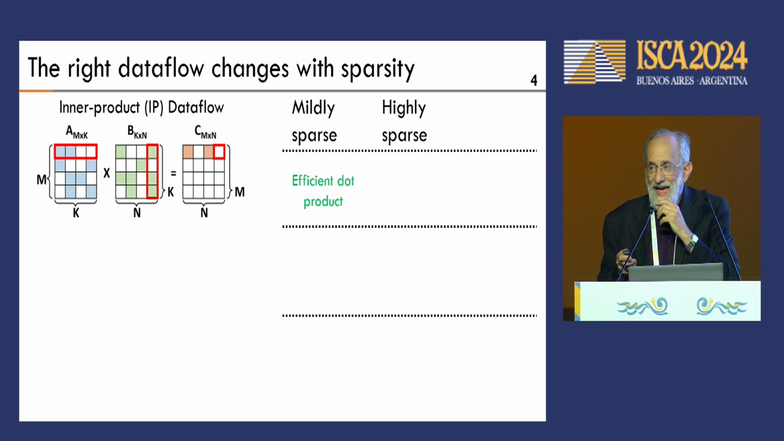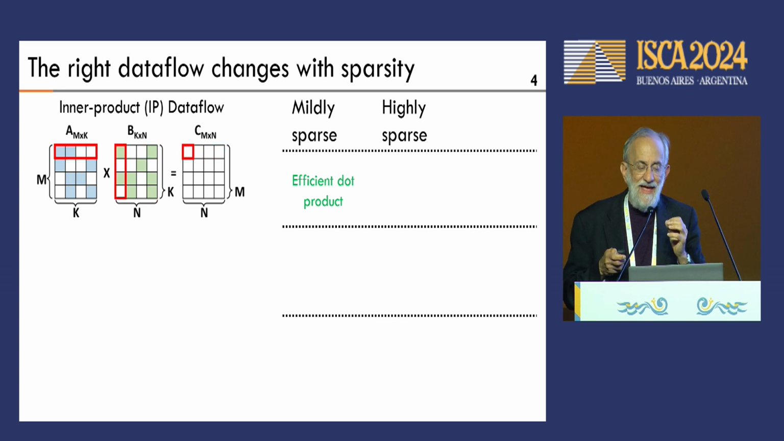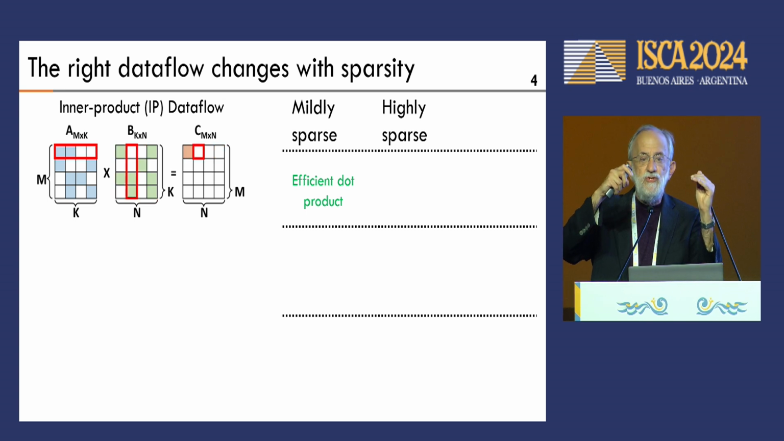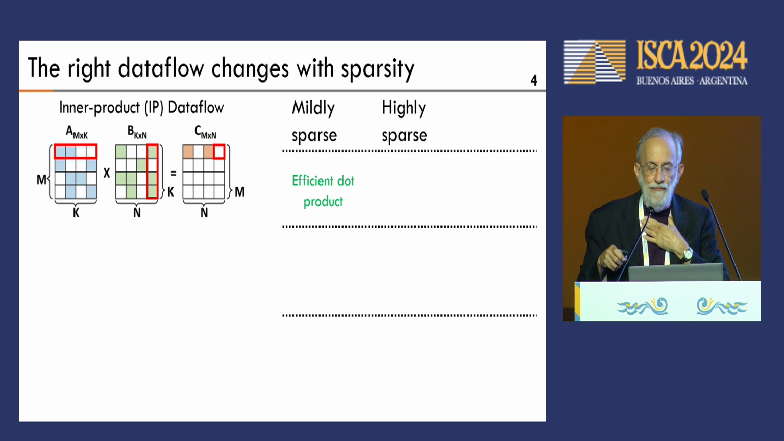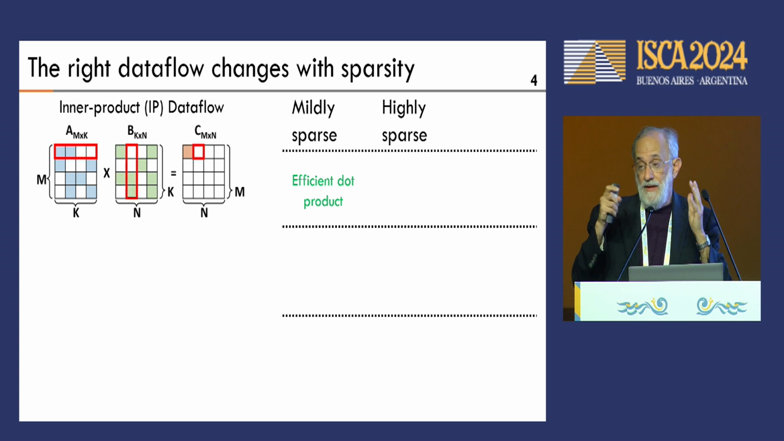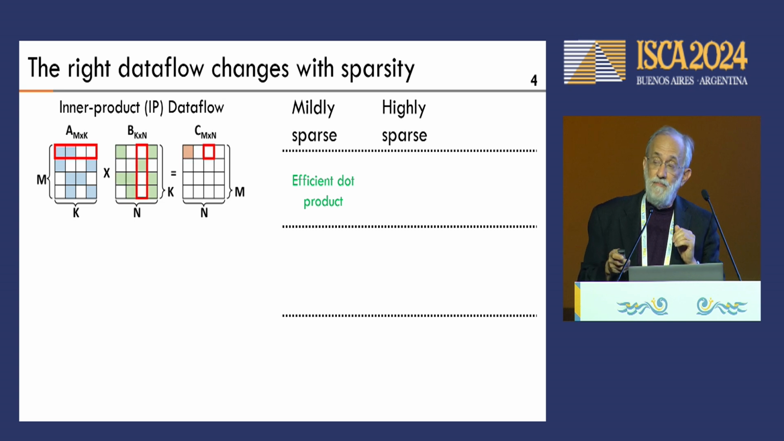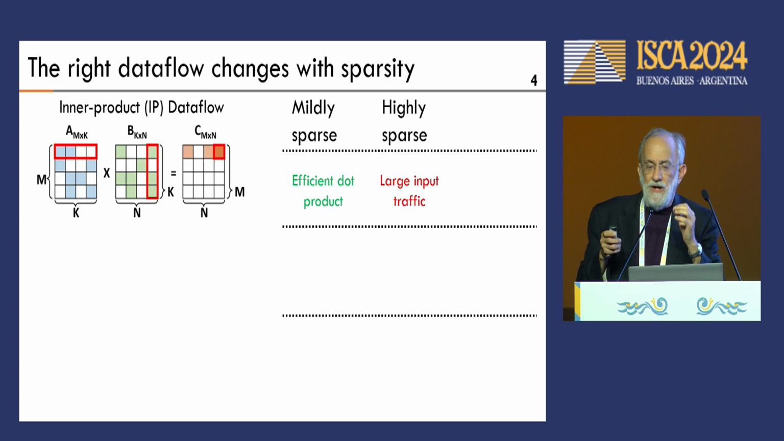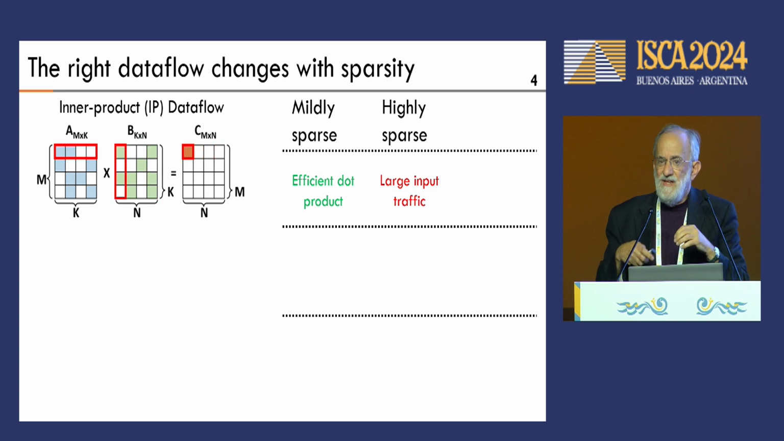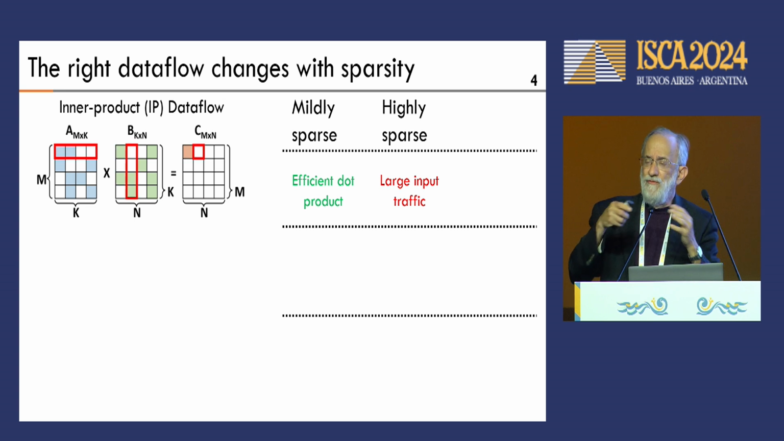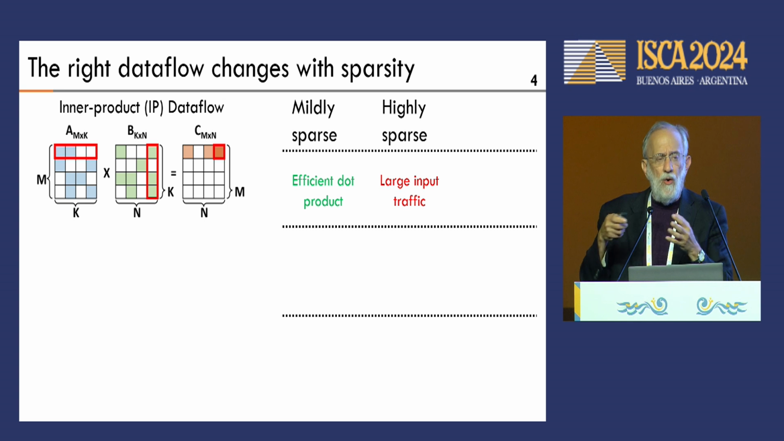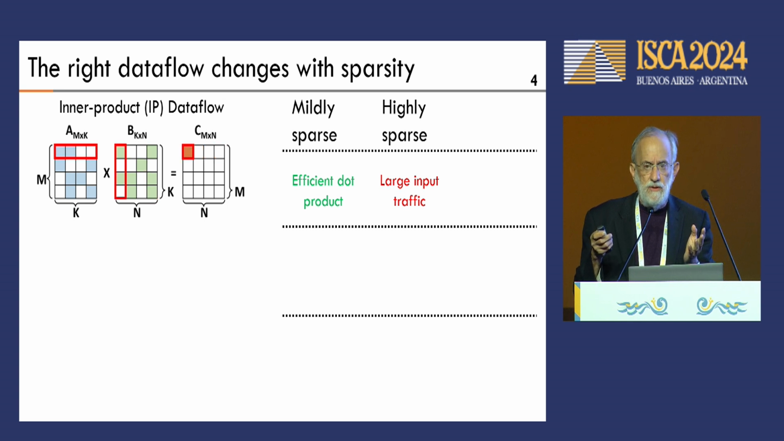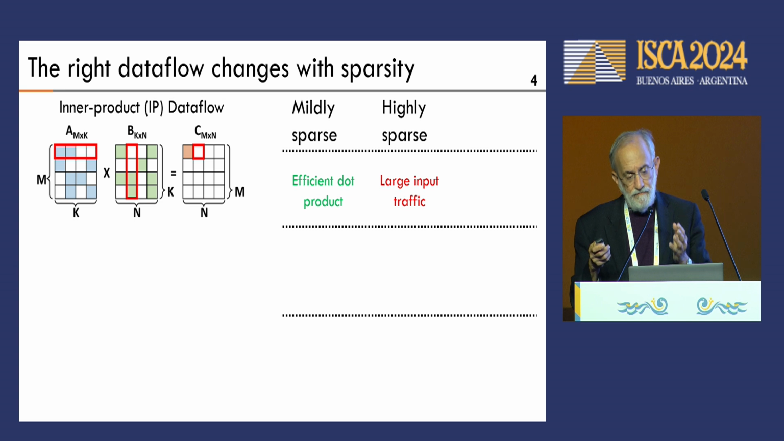So if we have mildly sparse data, when you do that intersection, finding the common coordinates in those two fibers, it's going to be pretty efficient because you're going to get a lot of work to do, and you're in a good place. However, as the data becomes highly sparse, now I've moved a lot of data to find out that none of it is going to be useful. All of it is going to be ineffectual computations.